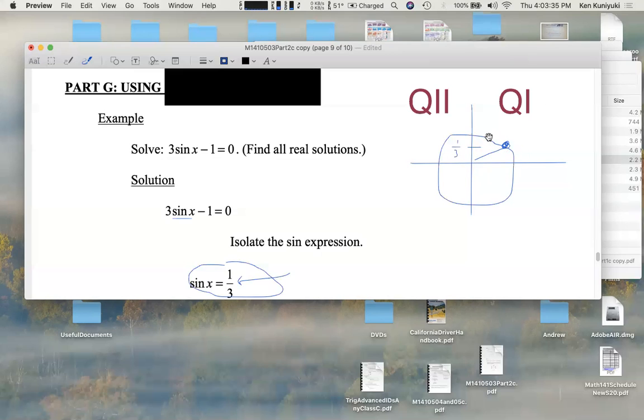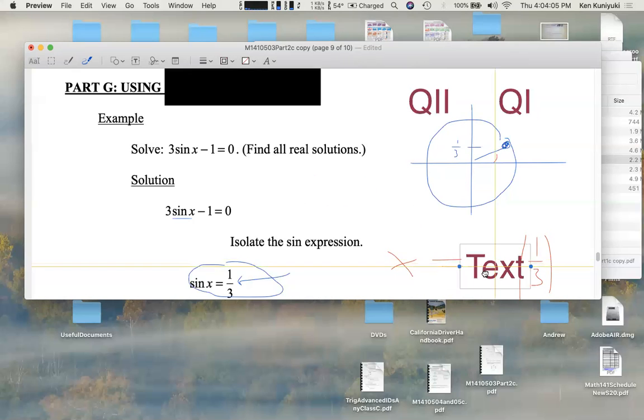I need to draw the circle a bit better. There we go. All right, so what is this angle? What is this acute angle whose sine value is 1/3? What can we name it? The reference angle here, the acute angle. X equals what? The what of 1/3. The what of 1/3. Remember? Arc sine or inverse sine.